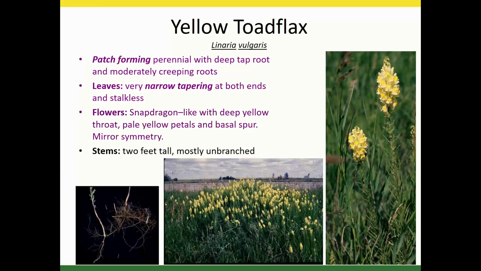And the stems get up to about 2 feet tall, whereas with Dalmatian toadflax, it can get up to 3.5 feet tall. And so that's another way that you can distinguish the plants, is that when you have a mature plant that's flowering, the yellow toadflax will be generally somewhat shorter than Dalmatian toadflax. Yellow toadflax also has that creeping root, and that's something you can see there on the left-hand side.